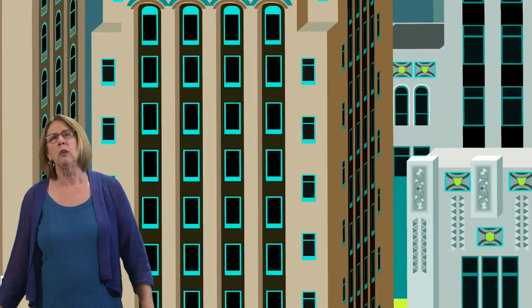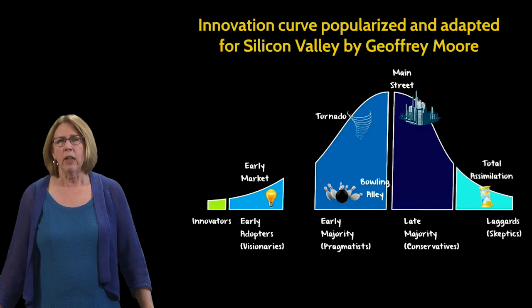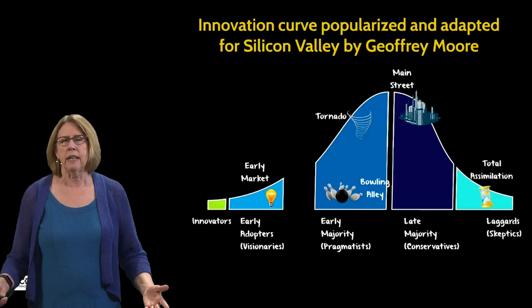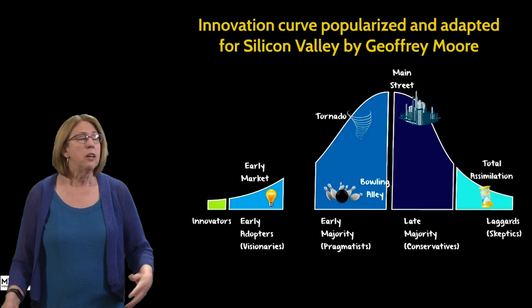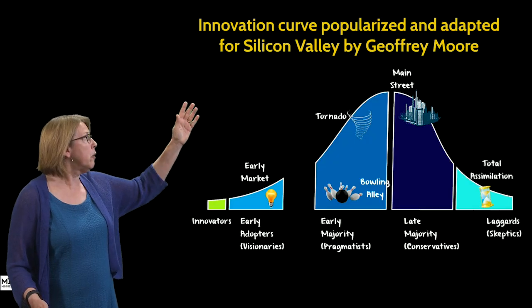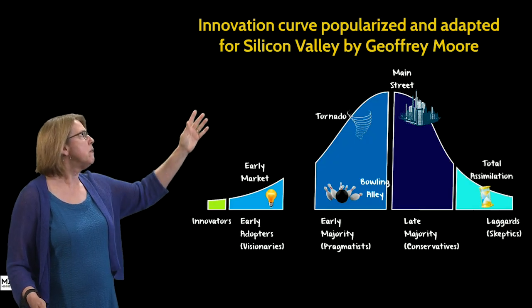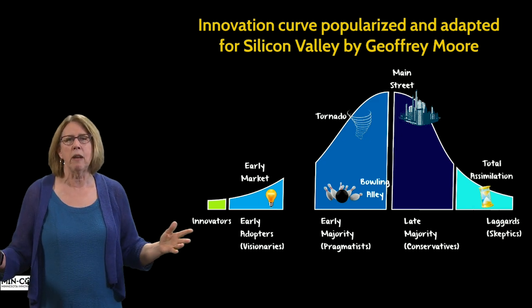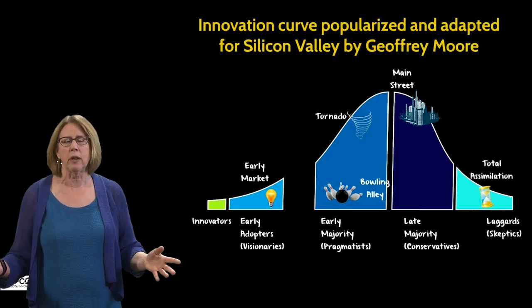So now let me show you what Geoffrey Moore did a number of years later, where he basically took Everett Rogers' insights and applied them to the Silicon Valley context. So we still have our innovators and our early adopters. And the idea that those early adopters are visionaries, people that are willing to see beyond the fact that you might have only a so-called minimum viable product. Not everything is exactly working yet.